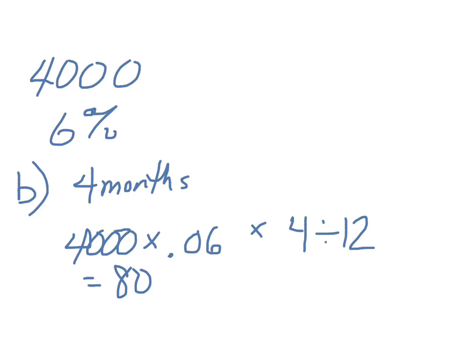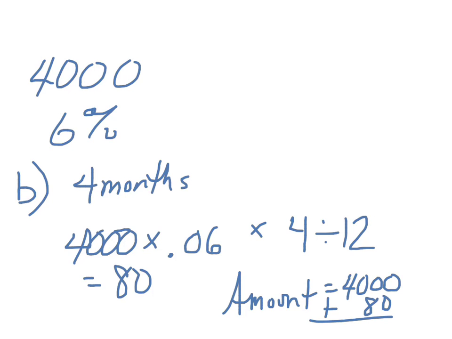Part B said we have $80 earned. So to find the amount, I take 4,000 plus 80. So how much money is in the account now? $4,080, right?